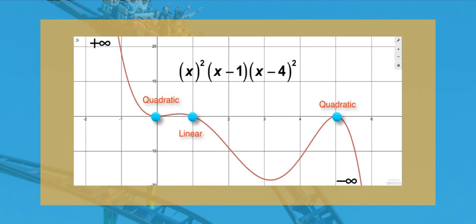Finally, let's look at the end behavior. What you see is consistent with a leading coefficient less than 0. With this final adjustment we have our polynomial graph. Test it out on a graphing calculator.